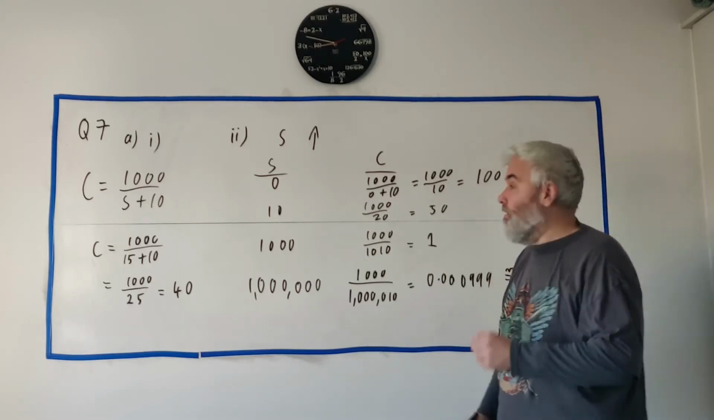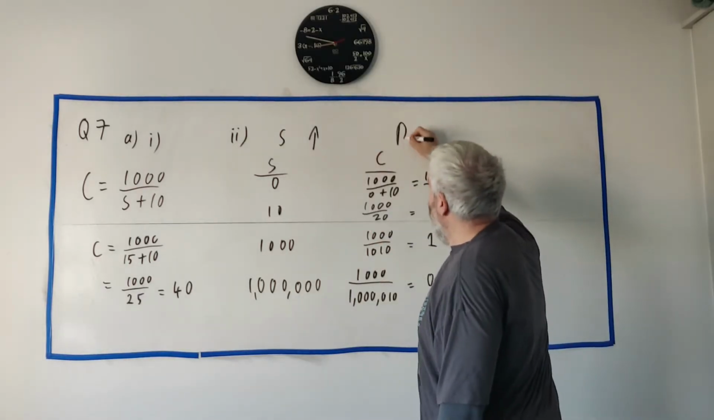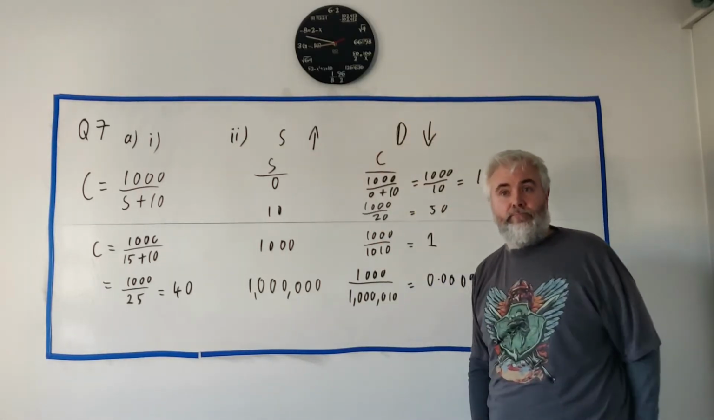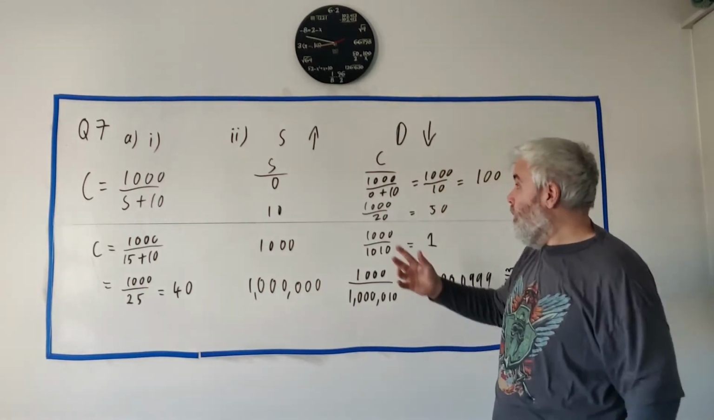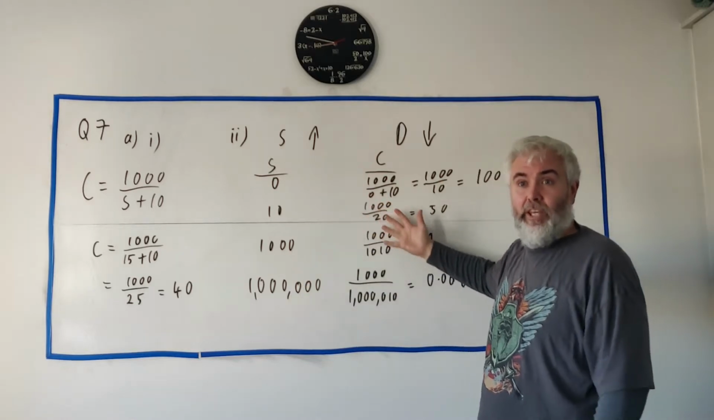What's happening to C? It's decreasing. So S is increasing, D is decreasing. And that's the correct answer, but then they ask you to justify it. Now, one thing I would say is, this is just a bit of justification.